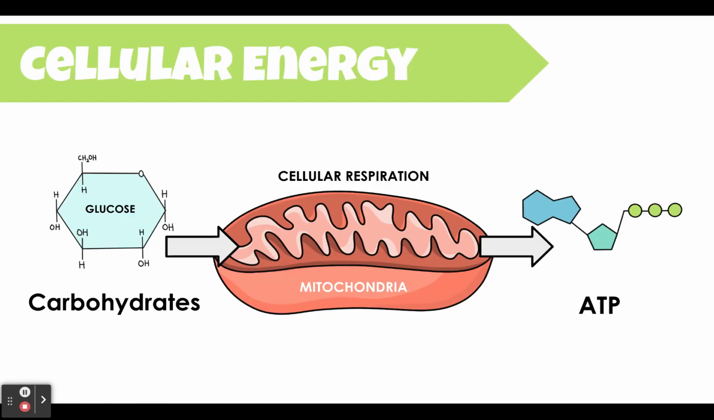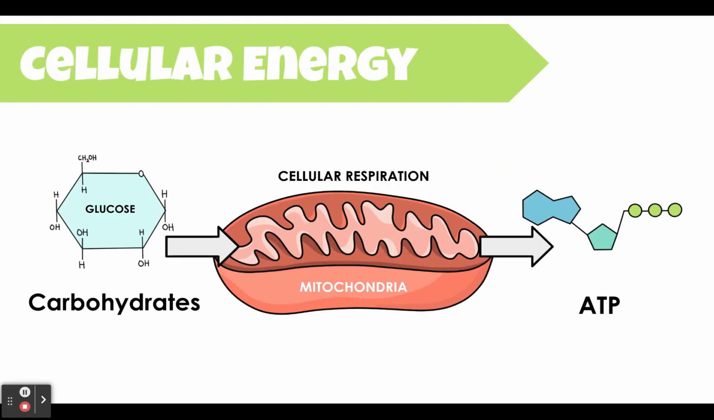Well, no matter what kind of organism you are, every living thing must have some form of energy in order to do basic functions within their cells. And to do that, all living things need a form of carbohydrate, usually in the form of glucose. So, glucose enters the mitochondria. We're going to learn about a process called cellular respiration later on. And through cellular respiration happening in your mitochondria, ATP or cellular energy is created.